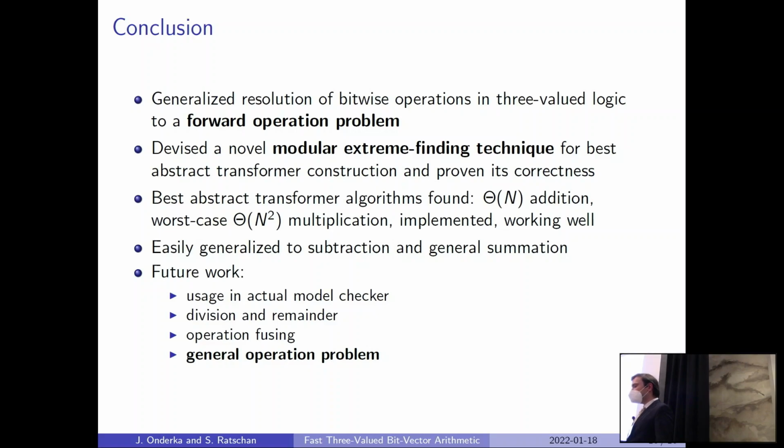But the problem here is that where we could treat every bit independently of each other with the forward operation problem, here the bits that are pre-restricted play a role in the output of each bit. So this is a much harder problem, but one that we are trying to tackle right now, and hopefully we will have some good results in a few years.